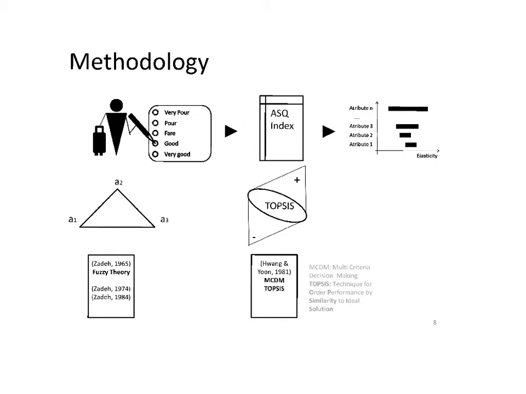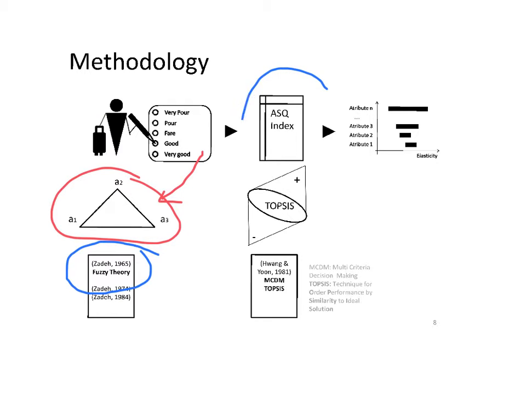The methodology used for this paper is the following. First, in order to overcome the linguistic issue, we use fuzzy theory, developed back in 1965 by Mr. Zadeh. Each linguistic term is converted into a triangular fuzzy number. Second, in order to calculate the ASQ index, we use the multi-criteria decision-making method TOPSIS.